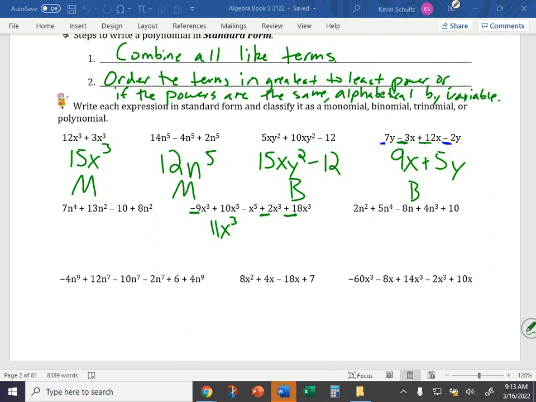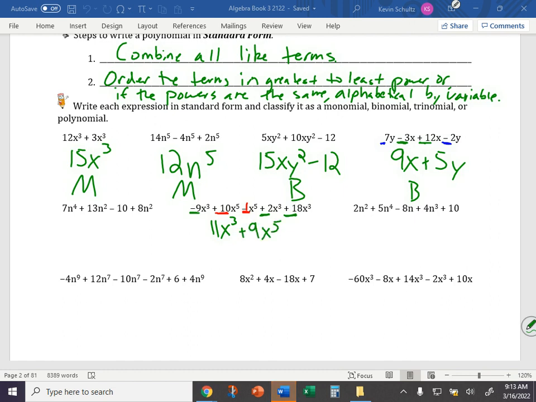What else can I combine? Bryn? 10x to the fifth, and negative x to the fifth. Yeah, and what's the coefficient in front of this negative x to the fifth here? It's not written, but it's 1, right? And in fact, it's a negative 1. So how many x to the fifth do I have all in all? 9. 10 minus 1 would give us 9.